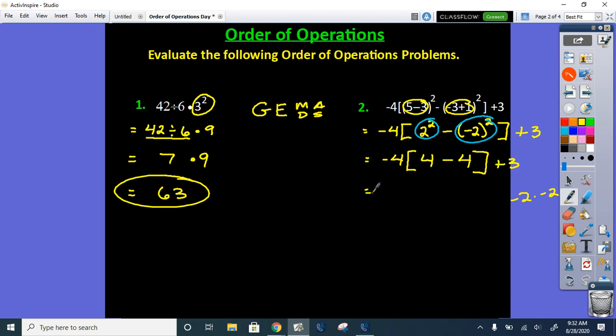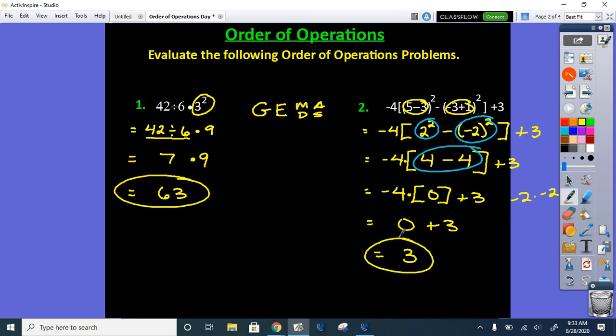I continue. I still have things inside my grouping symbols, so this is my focus. 4 minus 4. Everything else I'm just going to drop down. So I have -4 times. We understand that this is multiplication here. 4 minus 4 actually is 0, and then plus 3. -4 times 0, that's my next step. I'm in multiplication division. -4 times 0 becomes 0, plus 3, and now I only have addition and subtraction left. 0 plus 3 is 3.